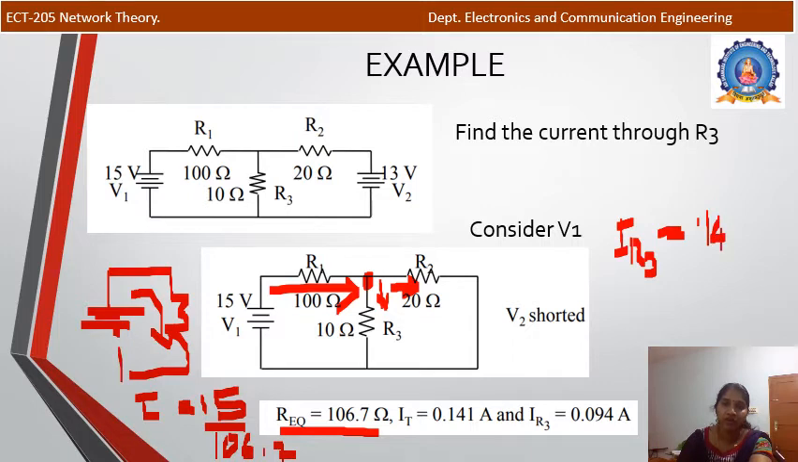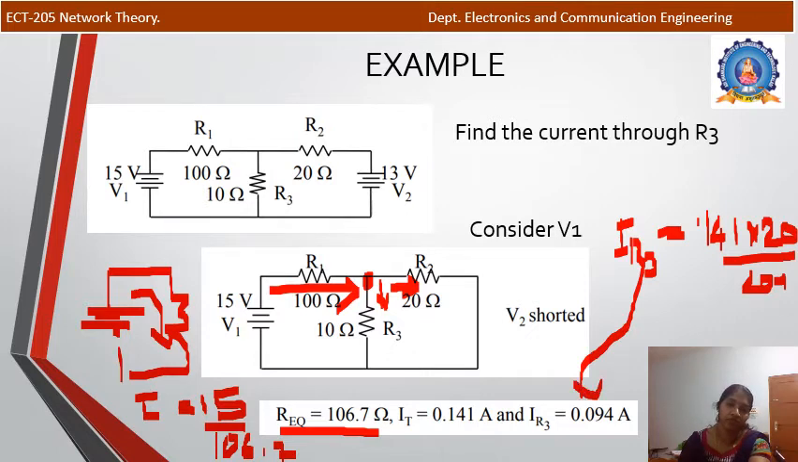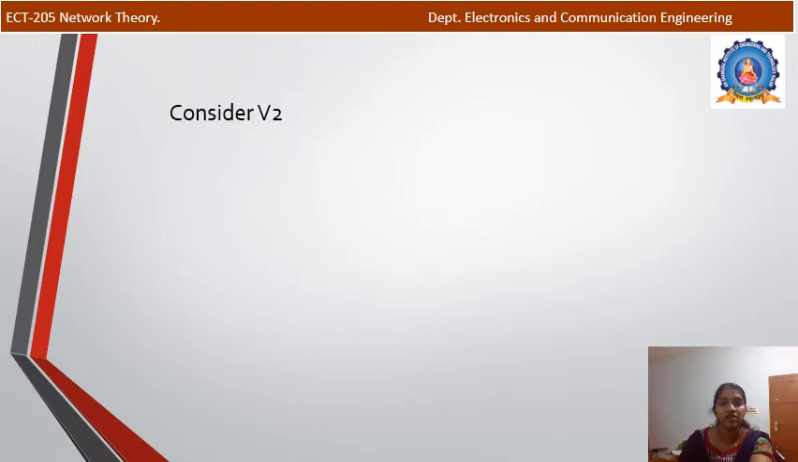0.101 into the resistance of the other branch. The resistance of the other branch is 20, divided by the total resistance, 20 plus 10. Okay, so when you simplify this, you will get IR3 as 0.094. Okay, so when we are considering only the source of 15 volt, we got IR3 as 0.094 ampere.